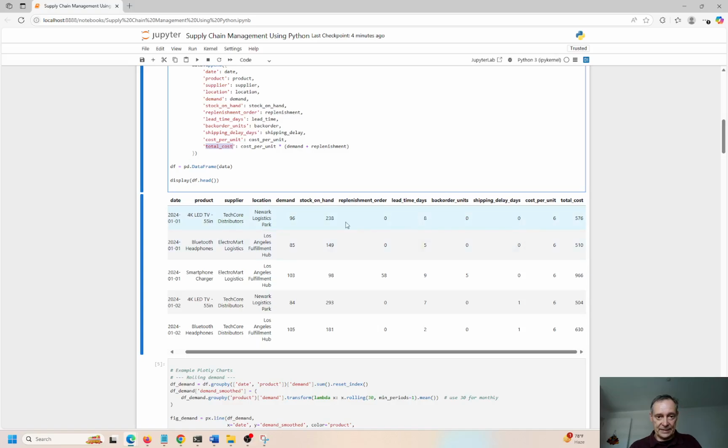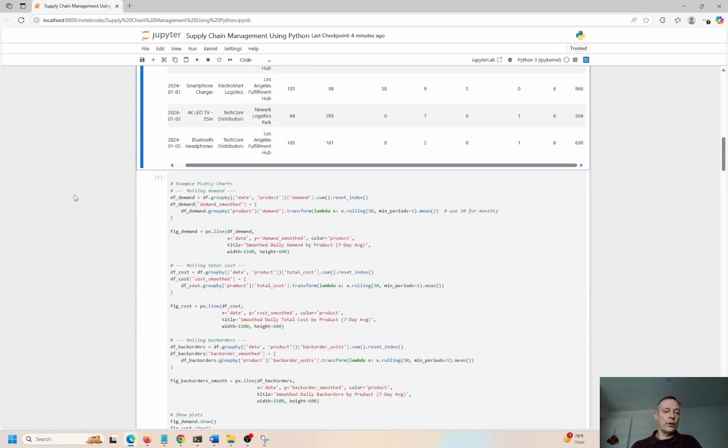So if the demand is 96 and the replenishment is, where is that? Zero over here. Oh wait, replenishment. I don't even see it here. Okay. So anyways, total cost is cost per unit times, I think it's 6 times 96. I think that's what we're getting at. Okay, so that's fine. Demand plus replenishment. Oh yeah, I see it now. So 0 plus 96 is 96 times 6 is 576. So that's how we get that.